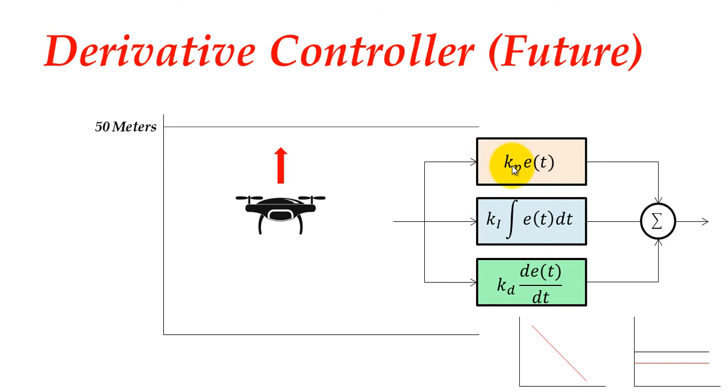So now we have built what we call a PID controller. A PID controller managed to eliminate the steady state error of this drone and actually to reach a fast response of this drone in order to move from the ground up to 50 meters without overshooting or oscillations.